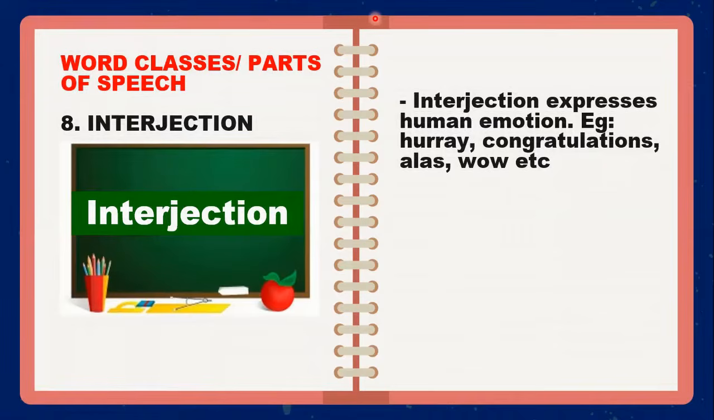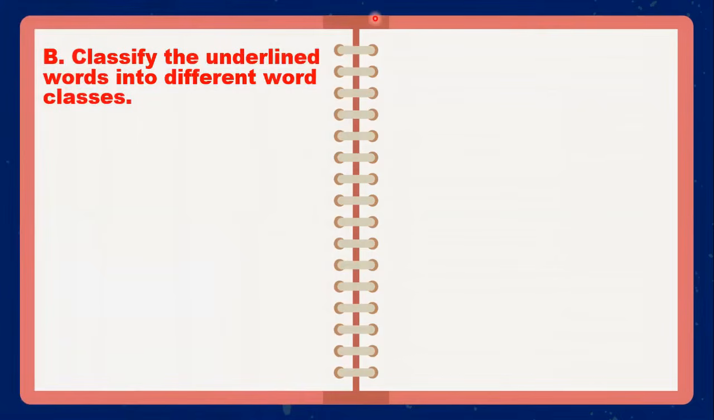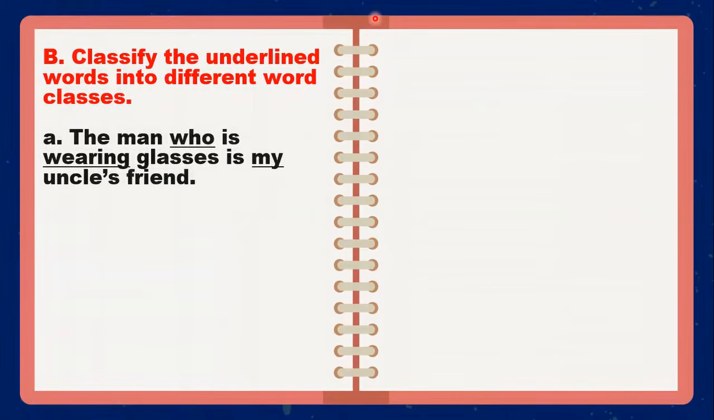After being very familiar with these word classes or parts of speech, time for us to see the exercise from your book. The question says classify the underlined words into different word classes. You have questions where some words are underlined, your job is to find out which word classes these words belong to. The man who is wearing glasses is my uncle's friend.